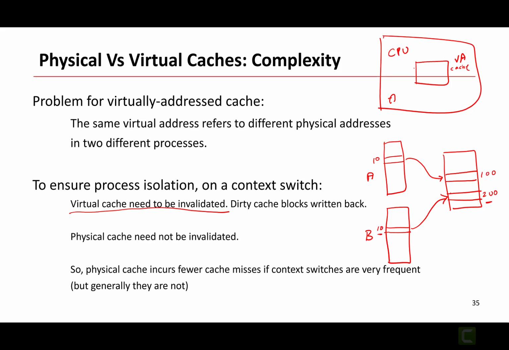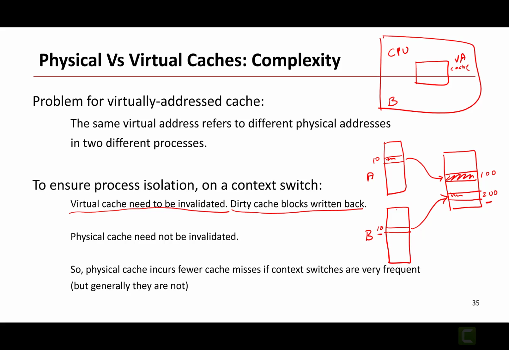Wait a minute, if I mark them to be invalid, then I will obviously lose the data in the cache. So I need to make sure that whatever data is there in the cache, if it is dirty, I have to write it back into the main memory, which is okay because it will be stored in a spot that is different from the spot that B is using, which is over here, right? So A will write back the data to main memory at physical address 100, safely storing its virtual address data, right? And then it can completely clear the virtual cache so that B can come in and start using it.